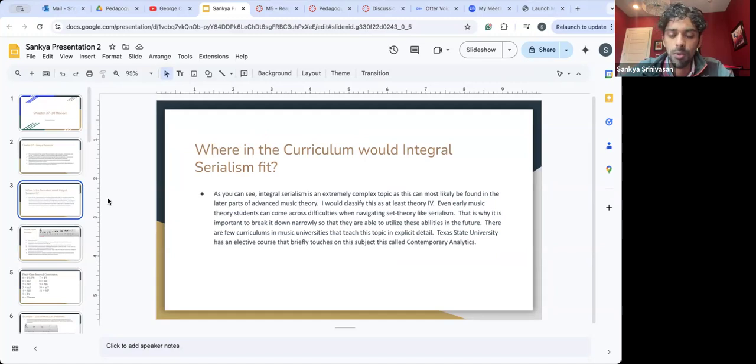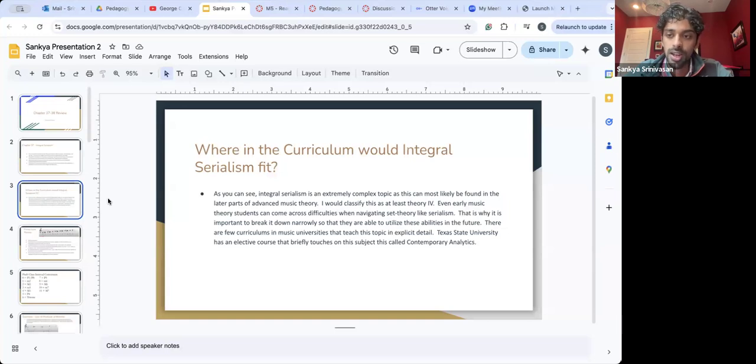So where in the curriculum would this land? As you can see, it's an extremely complex topic, as this can most likely be found in the later parts of advanced music theory. I would classify this at least theory 4, but even early music theory students can come across difficulties when navigating set theory like serialism.